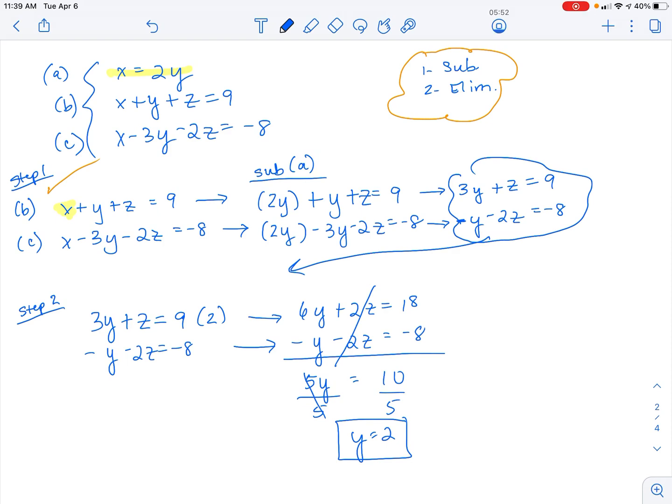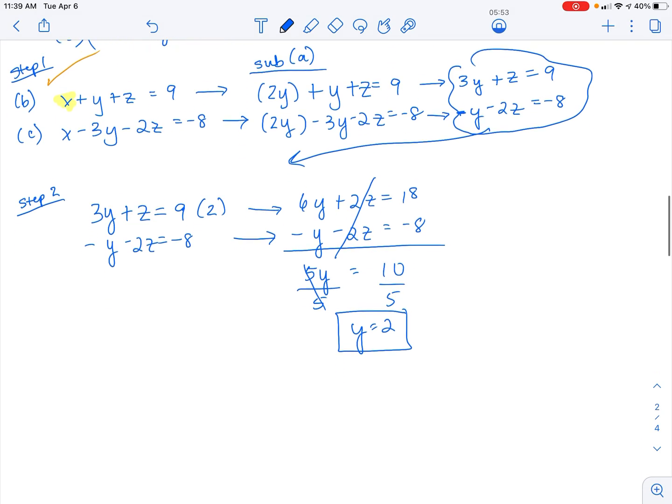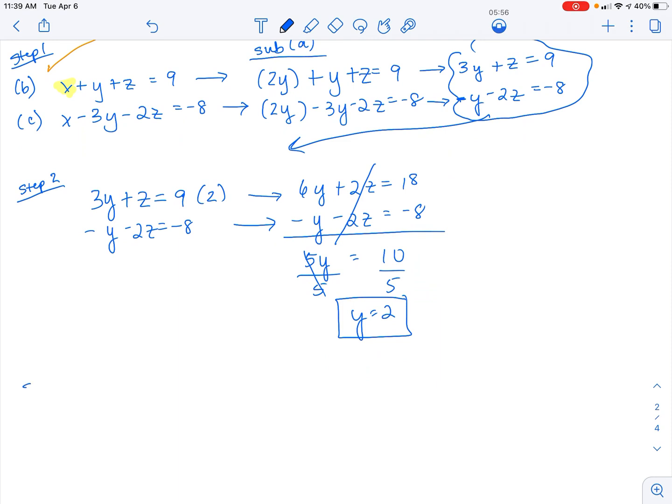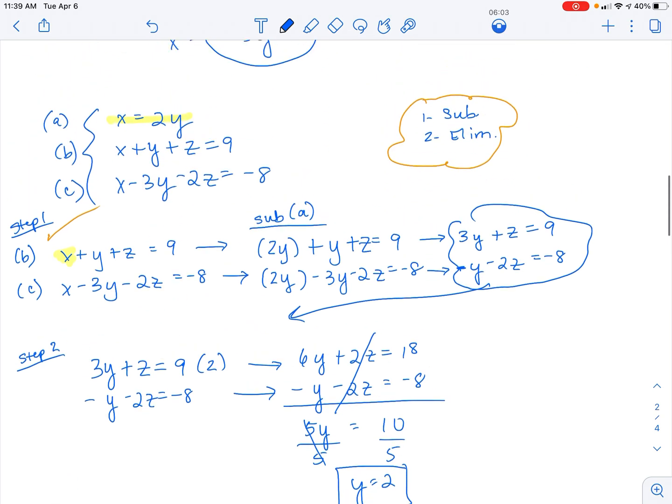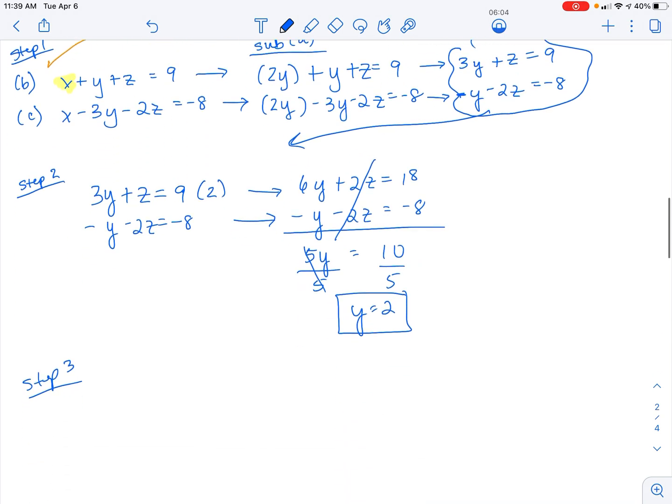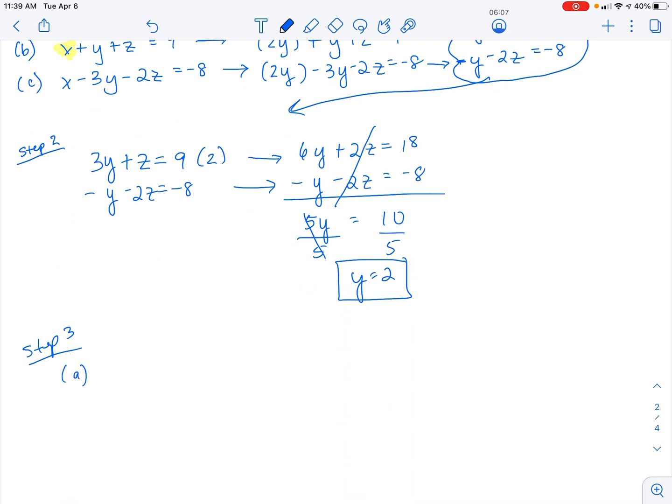Okay, now how do I get my next 2? Well, I'm going to go back now. I'm going to grab step 3 here. We're going to solve for x. I'm going to take the easiest of the equations. I'm going to pull equation a down here, which is x equals 2y, because that's going to allow me to solve for x right away. So x equals 2 times 2, because we said y is equal to 2, right? So x then is equal to 4.